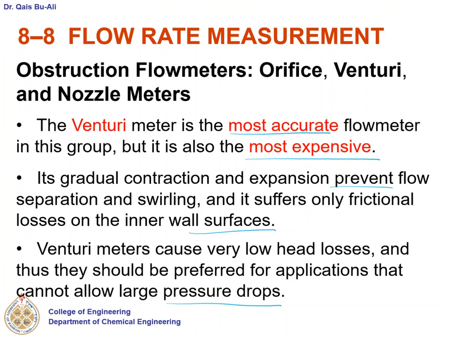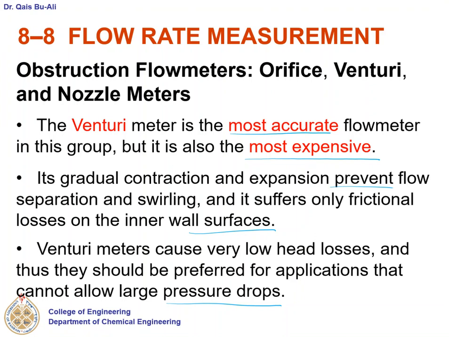So what I have done in this lecture, I talked about the obstruction flow meters. I talked about the three types of them: orifice, Venturi, and nozzle. I told you how to get the equation, which can be used to measure the flow rate. It was derived from the Bernoulli equation, the energy balance, and from the continuity equation, which is the mass balance. And then we introduced the discharge coefficient to account for the losses.